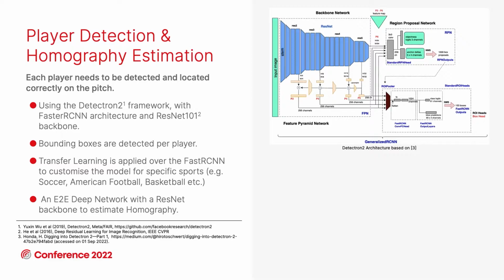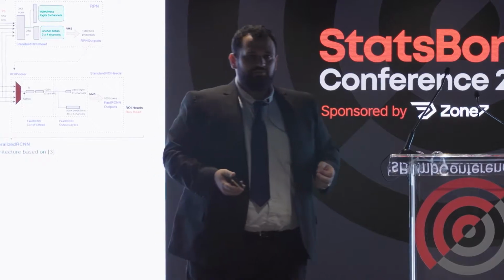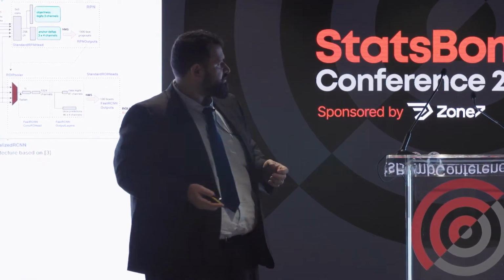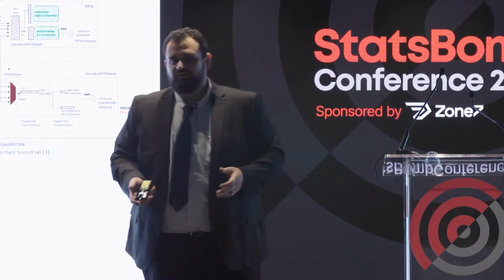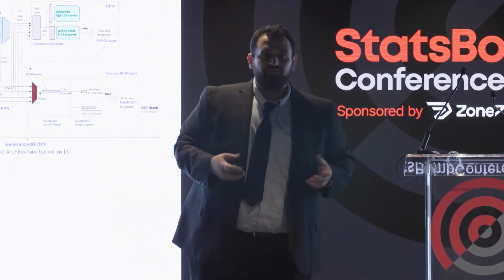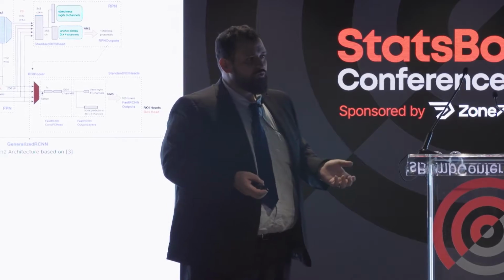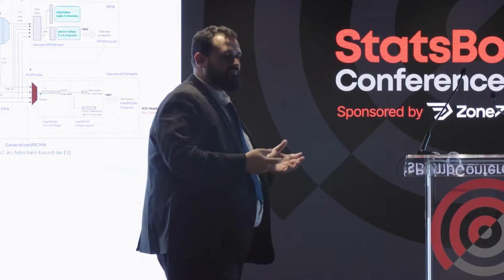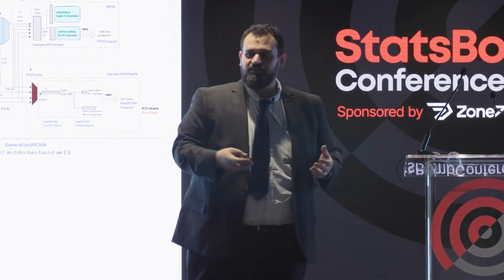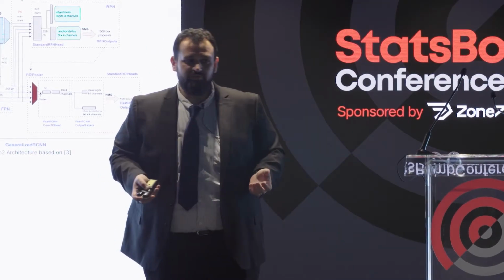So I will probably talk a little bit more initially about the player detection and the homography estimation, mainly to talk about how we do this on a very high level. Some of you might already be familiar with some of these techniques that we use, but it's based on something called Detectron, which is an object detection framework that uses a convolutional neural network under the bonnet, if you like. And it's a very established framework. It has been proven across different applications and different domains.